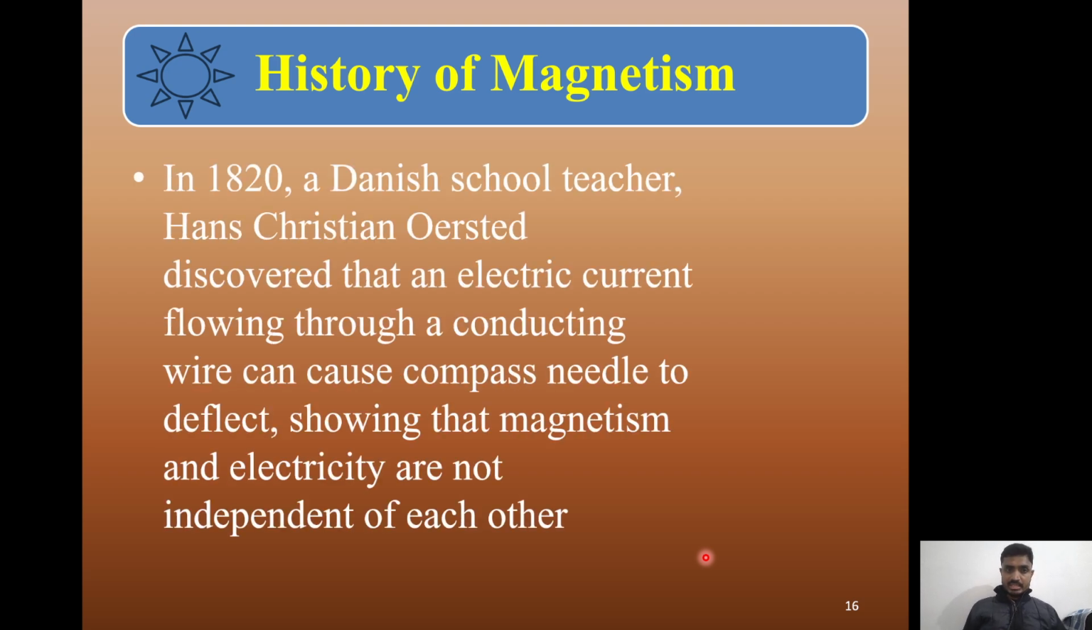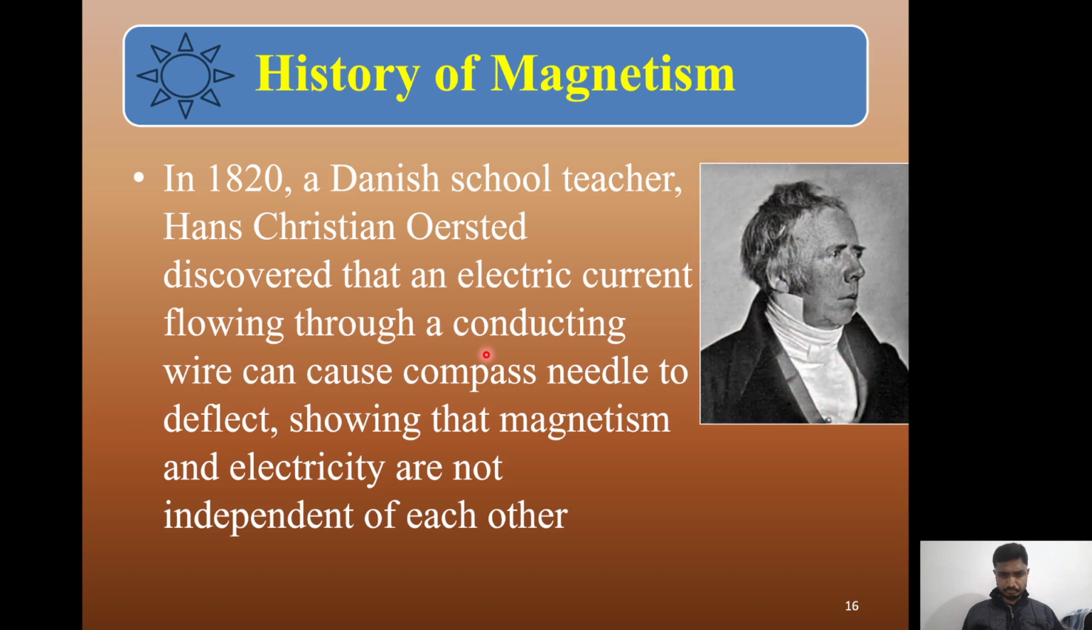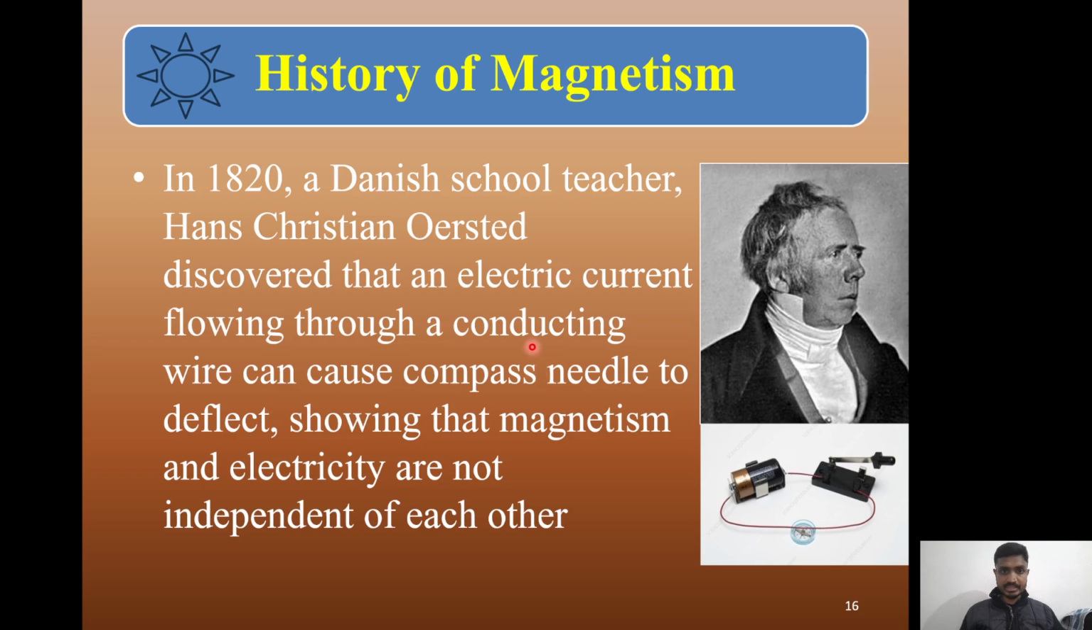In 1820, a Danish school teacher, Hans Christian Ørsted, discovered that an electric current flowing through a conducting wire can also cause the compass needle to deflect. This was another interesting observation made by this school teacher. When you pass an electric current through a conducting wire and put a magnetic needle nearby, as you see here, you have this battery and a wire connected to it, and this is a tapping key. The moment you press the tapping key, current flows through the wire, and the magnetic needle causes the deflection.